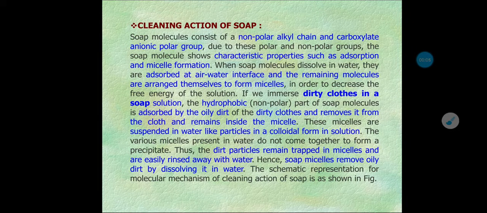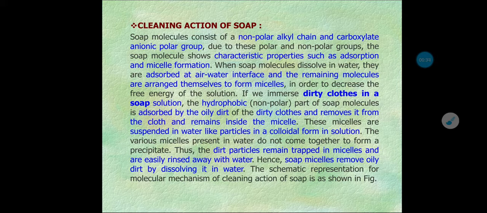In our previous lecture, I have already discussed soap, or what we call an anionic surfactant. What is soap? Raw material for soap manufacturing, additives, and the soap manufacture by continuous process.